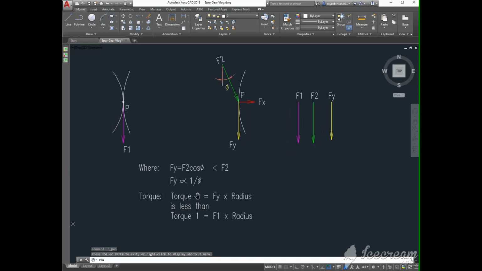The torque is defined as the force times the distance from the fulcrum. Then, we could say that the torque done by F1 is greater than the torque done by Fy. Besides, the angle theta is inversely proportional to the torque on wheel 2. That is, the bigger the angle becomes, the lesser the torque.